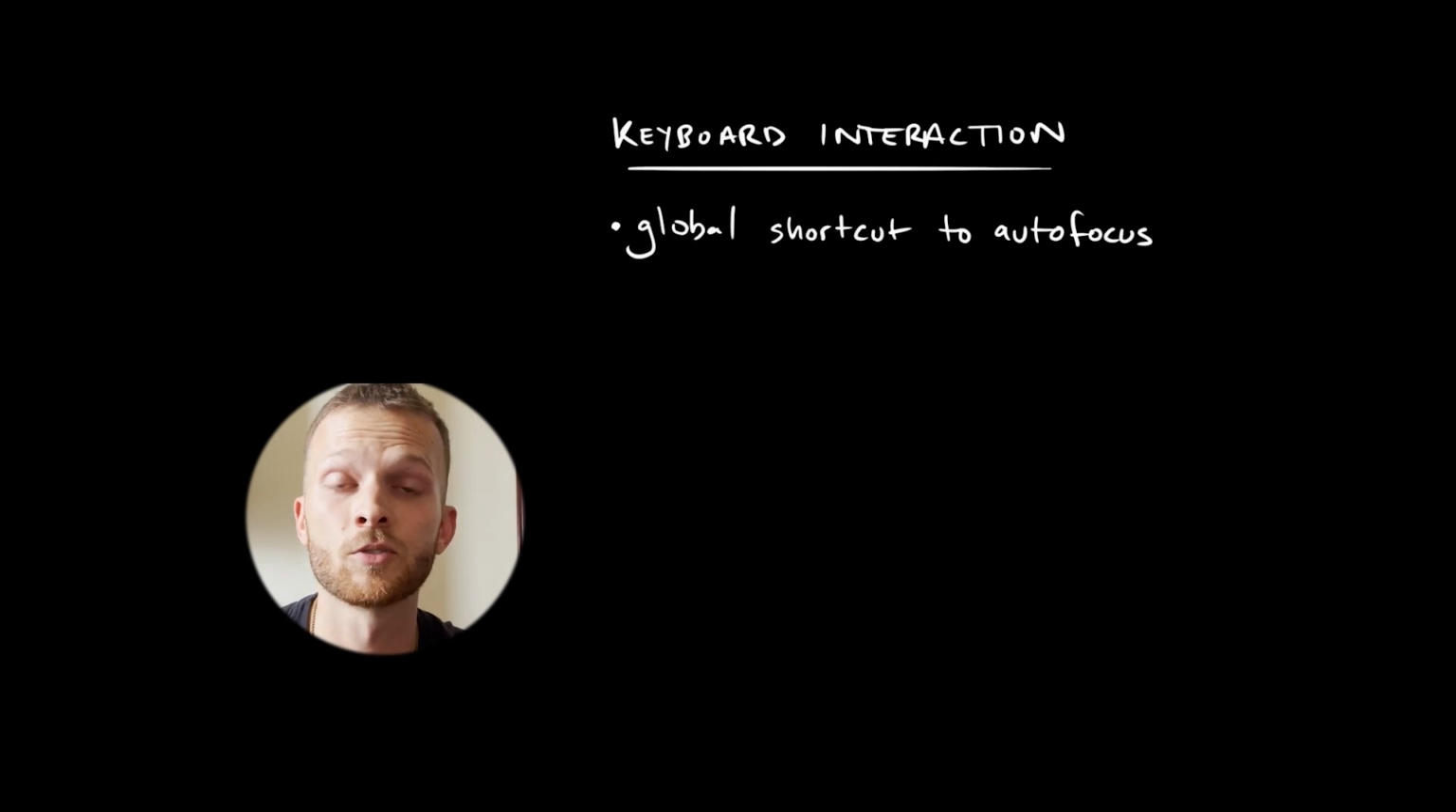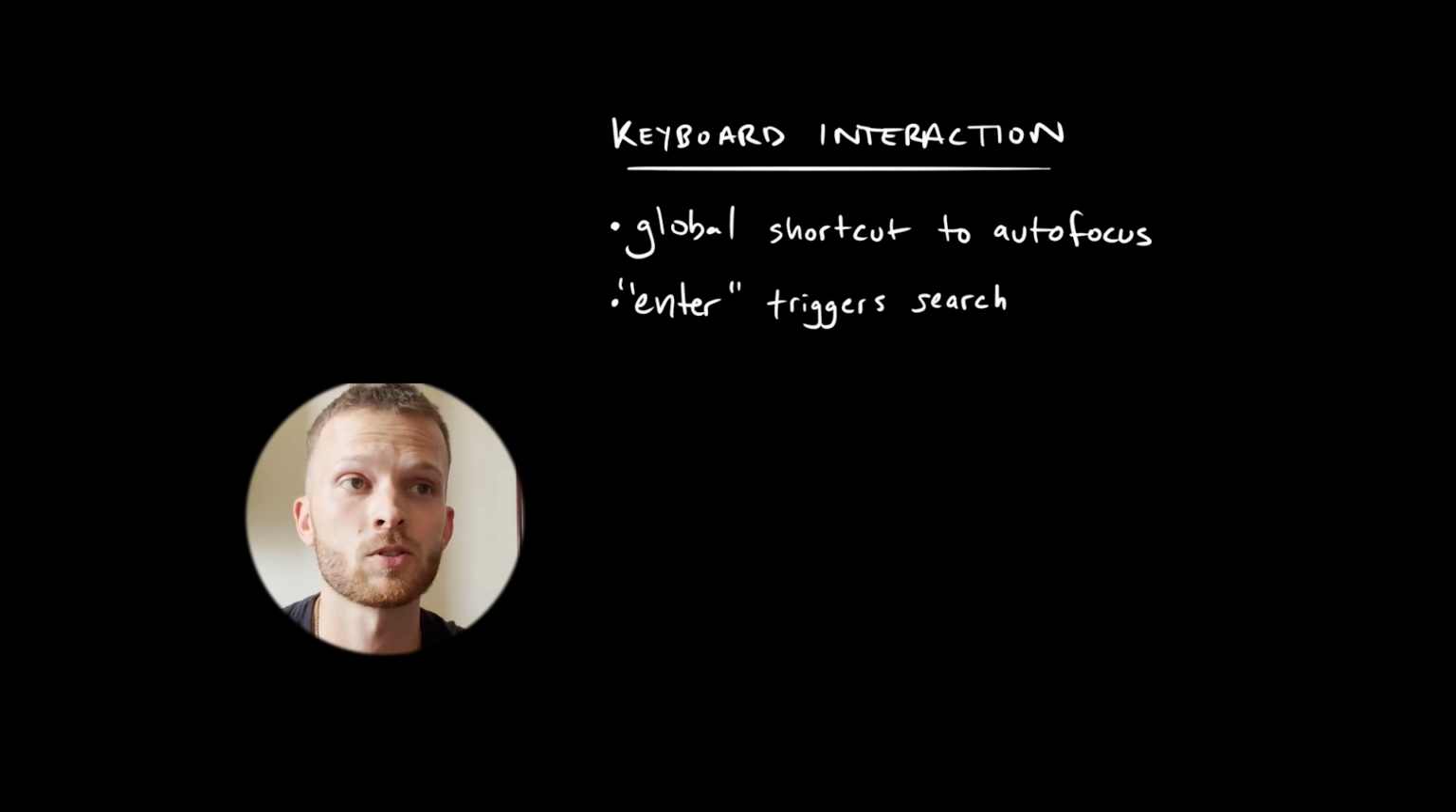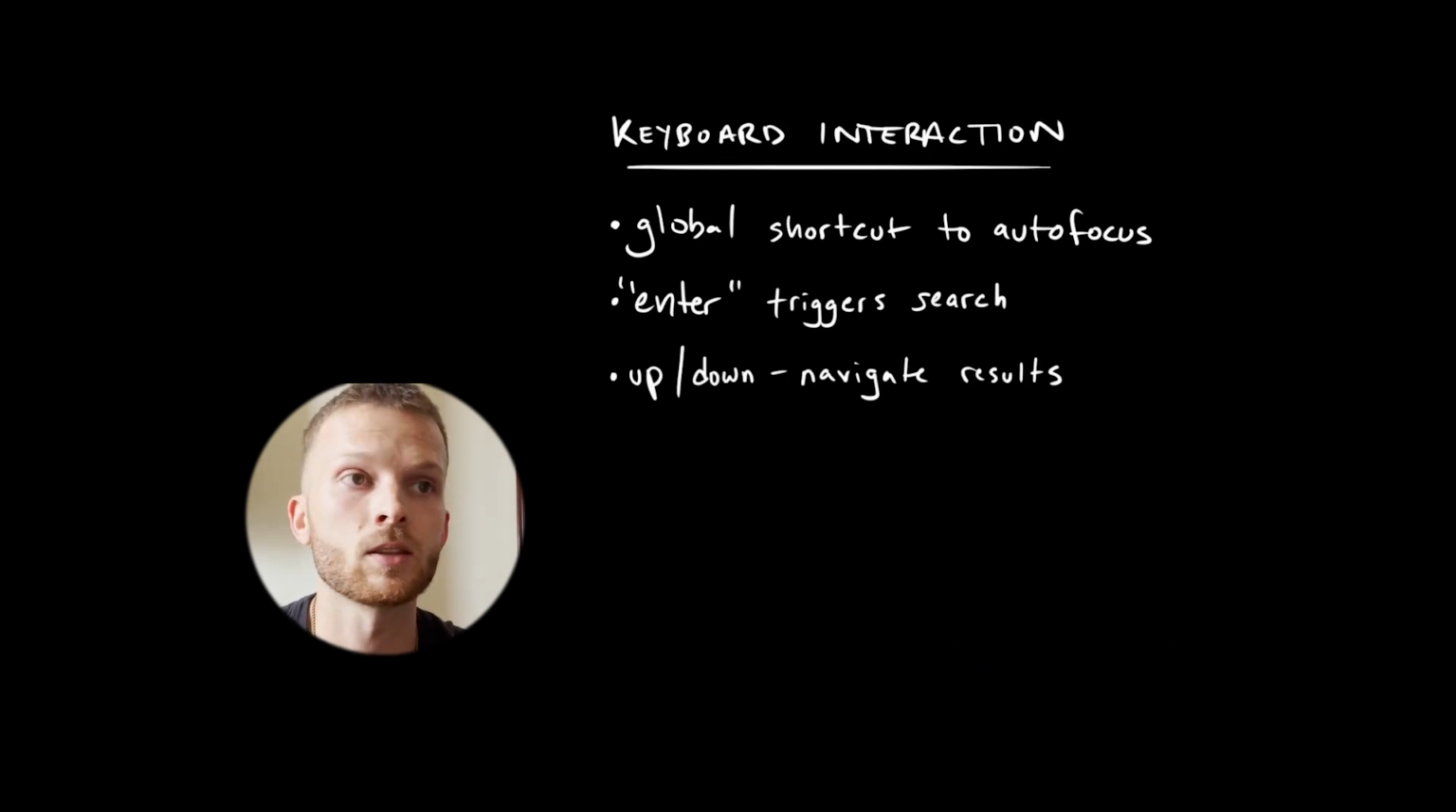So let's talk about keyboard interaction. Users should be able to focus on and use the autocomplete component using only their keyboard. Some platforms provide a global hotkey shortcut to autofocus. For example, on Google, it's the / key. I don't know if Facebook has one. I couldn't find it. We can click enter to perform a search. Up and down should navigate the results, and escape should dismiss the results.